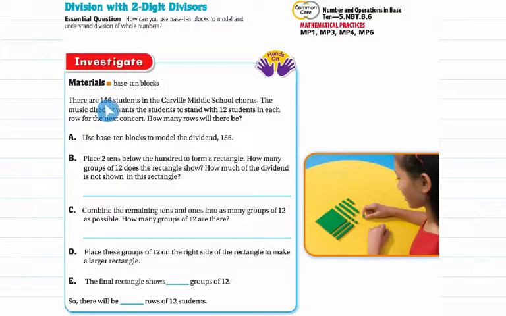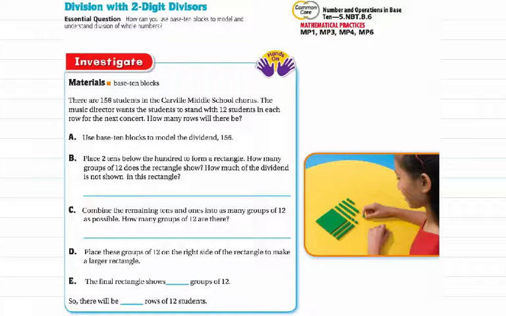There are 156 students in Caryville Middle School chorus. The music director wants the students to stand with 12 students in each row for the next concert. How many rows will there be? For step A, we need to use base 10 blocks to model the dividend, which is 156. We're going to do that in class, so we're going to pause the video at this time.